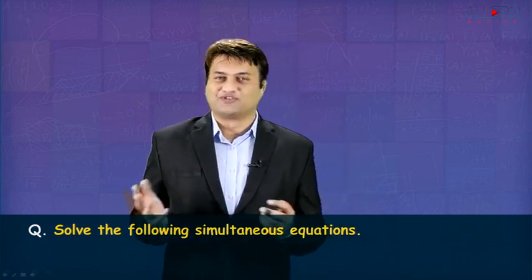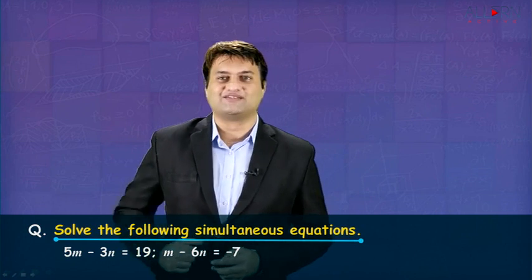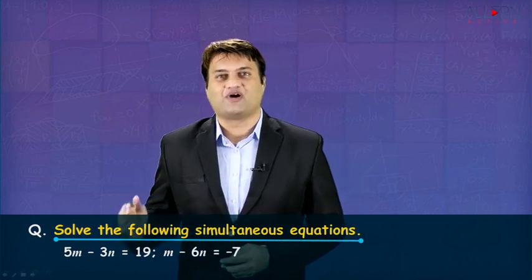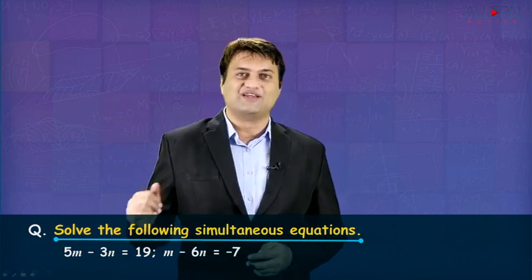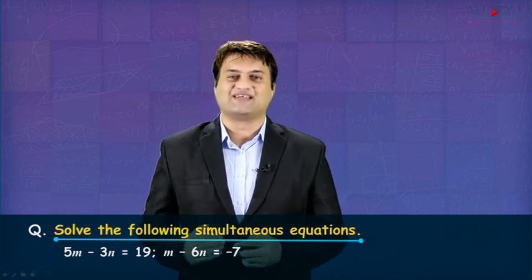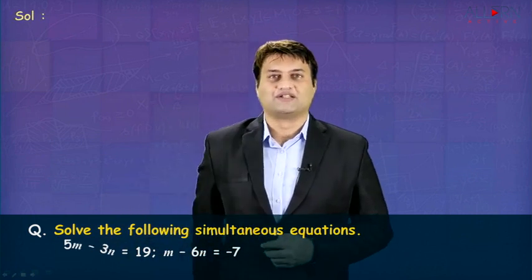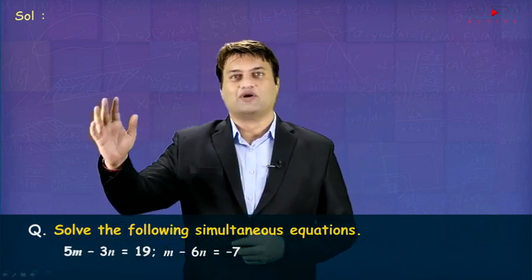Hello students, let us go through one more sum based on the method of elimination by equating the coefficients. The sum is: solve the following simultaneous equations. The two equations are given to us, as you all can see. The first equation is 5m minus 3n is equal to 19 and the second equation is m minus 6n is equal to minus 7.